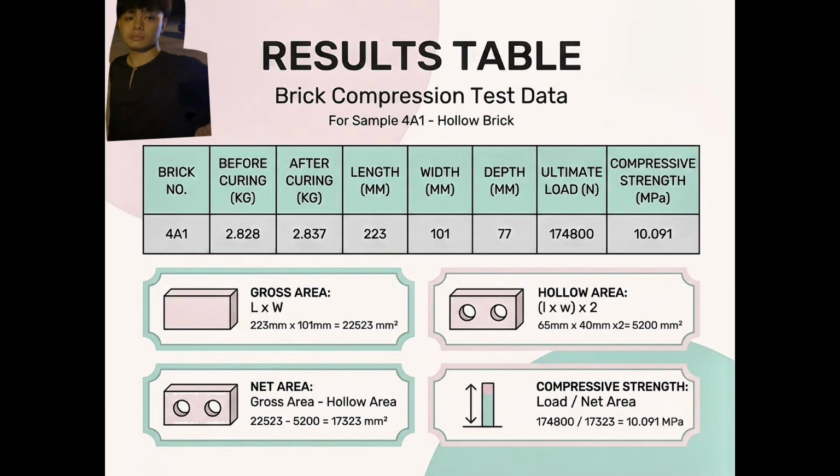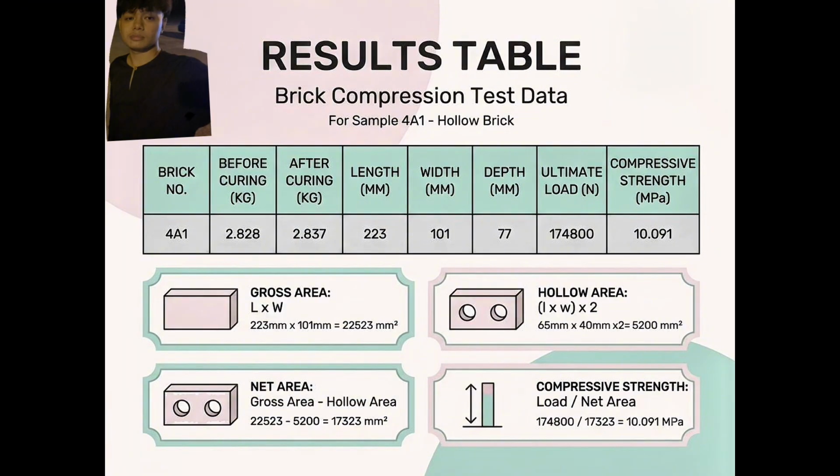So now I will present to you our results of the concrete hollow brick compression test. First, our brick number is 4 and 1. The weight of our brick before curing is 2.828 kg, while after curing it is 2.837 kg. The length of our concrete is 223 mm, the width is 101 mm and the depth is 77 mm. And the ultimate load after going into the compression machine is 74,800 Newton.